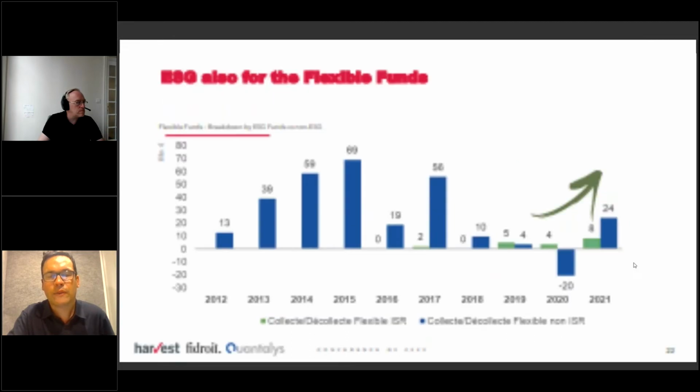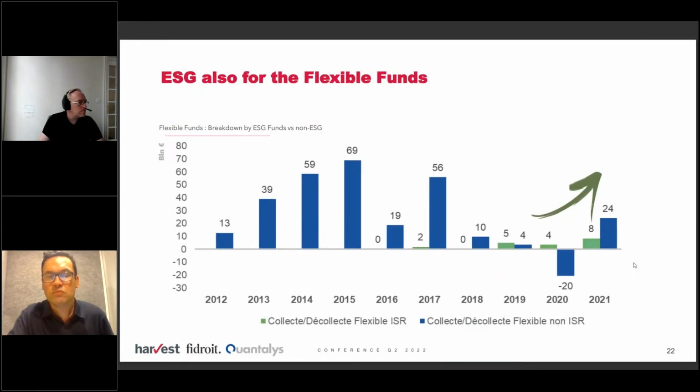Next slide, the ESG, very small impact on the flexible funds, because as you can see, flexible by definition means you jump in equity, bond, credit, etc. And so the integration of the ESG criteria is much more difficult, but it's just the beginning. We see this emerging, this rise, and it's still very important to track and to follow for the next months, because ESG is a very hot topic today. Next slide.